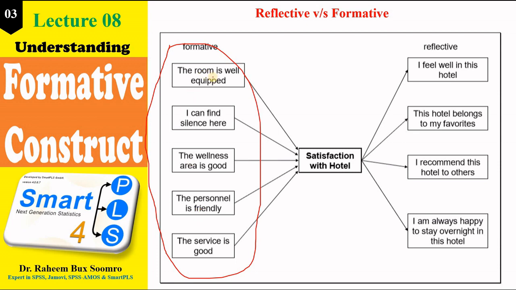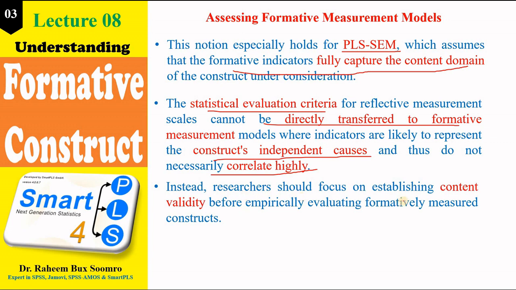So now all these items are coming under the domain of satisfaction with the hotel. So it's not necessary that there should be a higher correlation between this item and this item, and among all the items. It is not necessary. So in this state, the researcher should focus on content validity, before empirically evaluating the formatively measured construct.